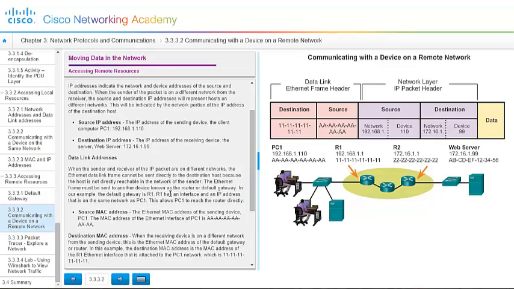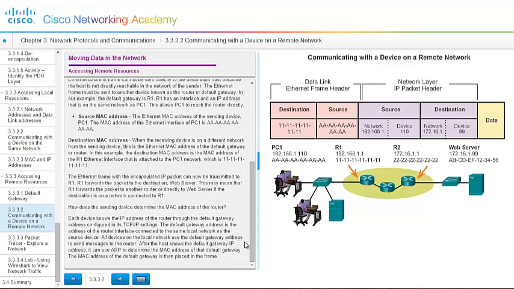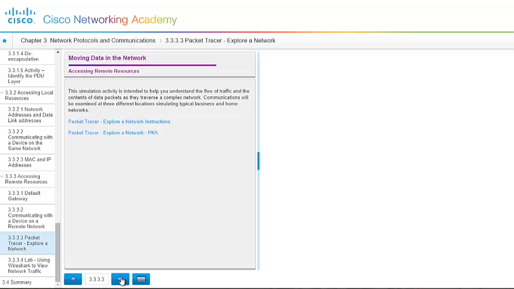In our example here, our default gateway for PC1 is R1, and the default gateway for the web server is R2. So our source MAC address is the Ethernet MAC address of the sending device, PC1. Then we have our destination MAC address. When the receiving device is on a different network from the sending device, this is the Ethernet MAC address of the default gateway or the router. In this example, it is R1. Once R1 gets it, then it adds more information, sends it to router 2, and then router 2 can send it on to the web server. So it's important that we get all of our little pieces of our address correct.